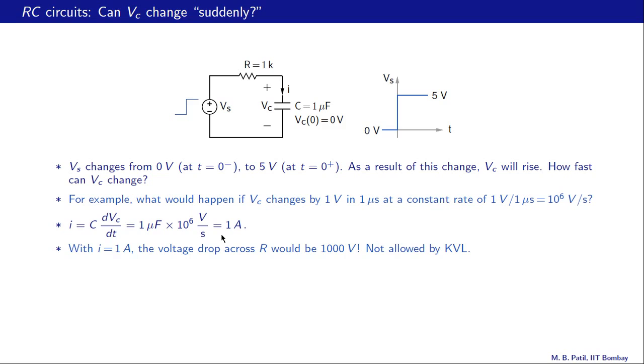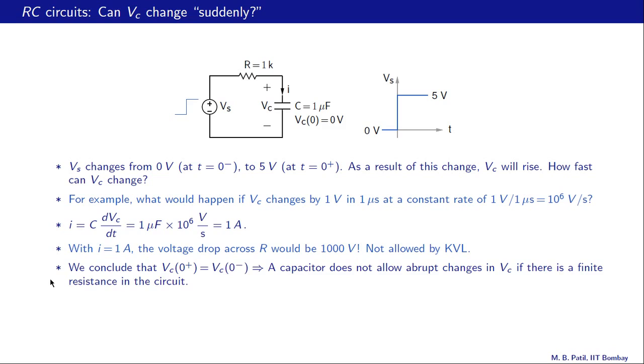With I equal to 1 ampere, let us calculate the voltage drop across this resistance now. This R is 1K or 1000 ohms, and R times I is the voltage drop. So that would be 1000 ohms times 1 ampere. So that is 1000 volts. That's a very large drop, and this would simply not be allowed by KVL. Because we have only 5 volts here, we cannot have 1000 volts over here.